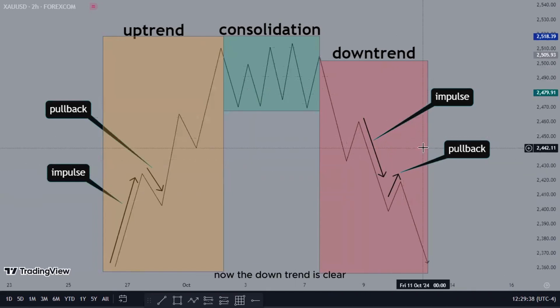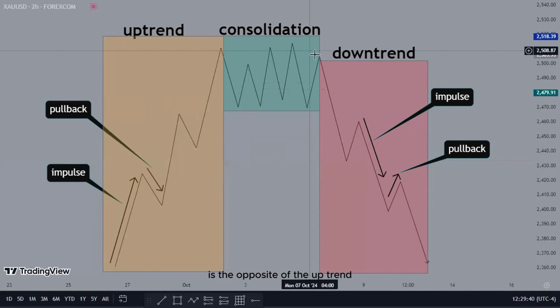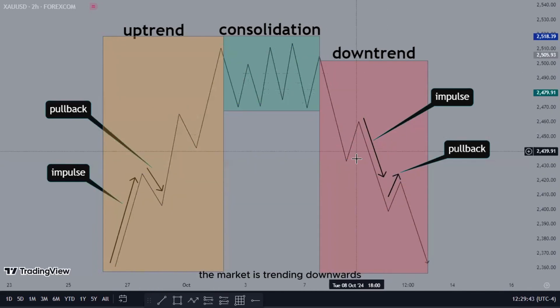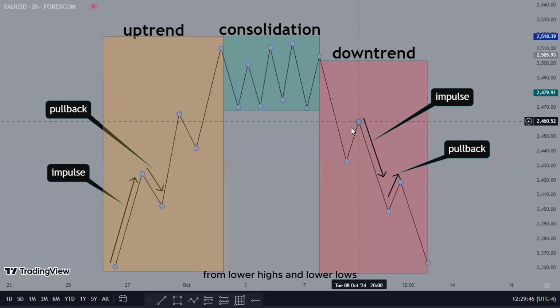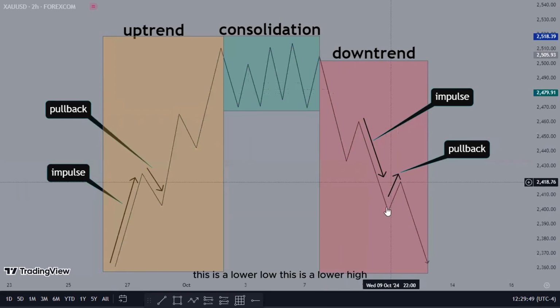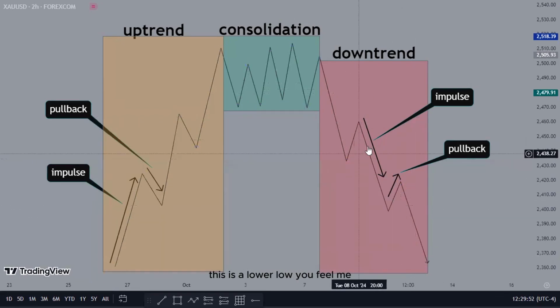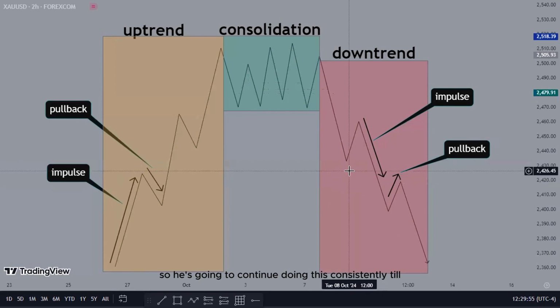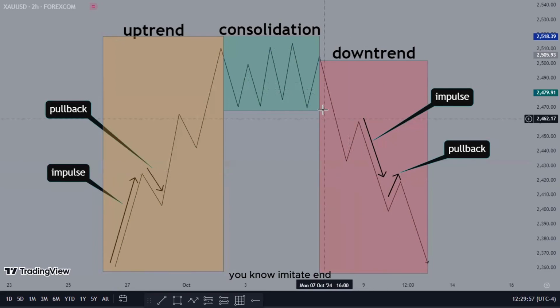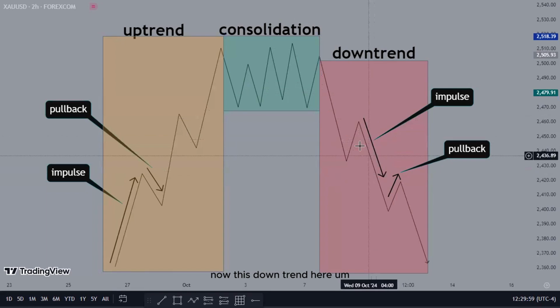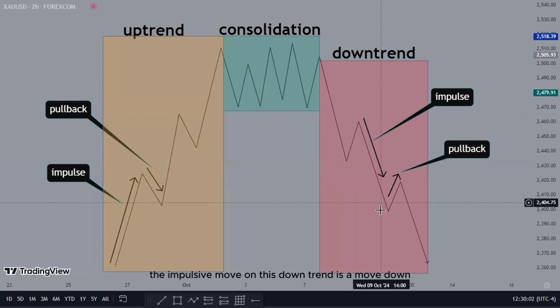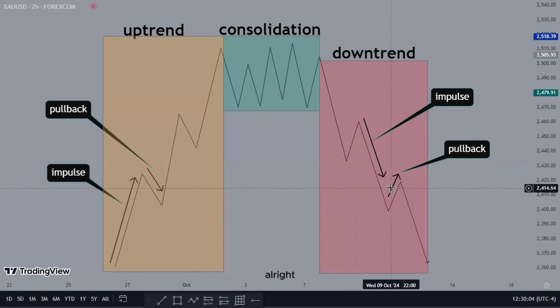Now, the downtrend is clearly the opposite of the uptrend. So the downtrend is when the market is trending downwards, forming lower highs and lower lows. This is a lower high, this is a lower low, this is a lower high, this is a lower low. You feel me? So it's going to continue doing this consecutively till it meets its end. Now, the impulsive move on this downtrend is a move down. All right, so the push in the direction of the market is impulse, and the push contrary to the direction of the market is a pullback.